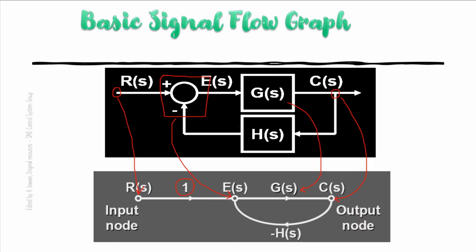For the case between C(s) and the summation junction, here we have this closed loop. This loop is negative because this feedback value is deducted from the input R(s). So we denote it in the SFG as negative H(s). Got it? All right.